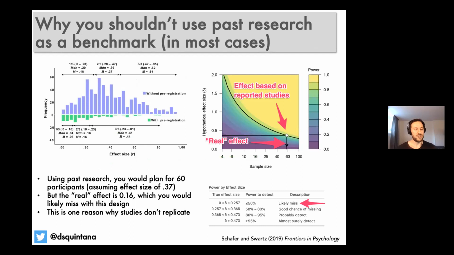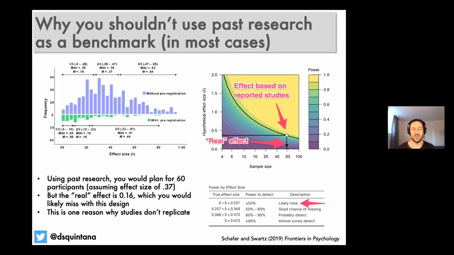So what's the context of this? Or what are the consequences of this? So say you were using past research as a way to power your study. And what you would do is you would plan for 60 participants, because you would look at past research, or you would look at the average of past research, and you would see an effect size of 0.37. And of course, you can go, well, this is what the research says. But research which is not pre-registered tends to have inflated effect sizes. So we know that the real effect, well, the closest thing to the real effect, is more likely to be 0.16. This is the average of studies that were pre-registered. So this is more likely to reflect the true effect size.